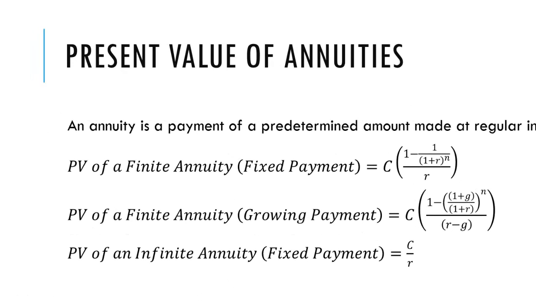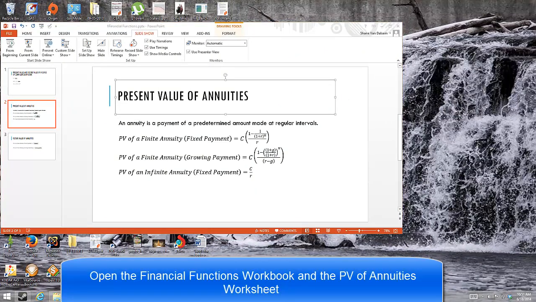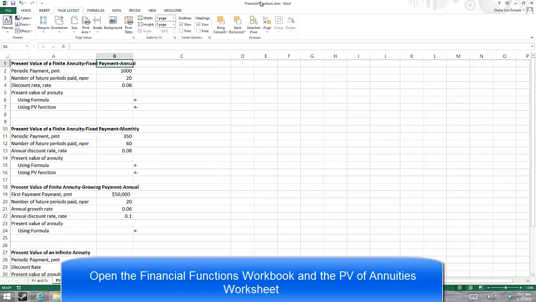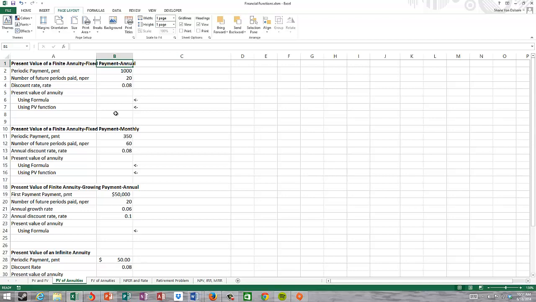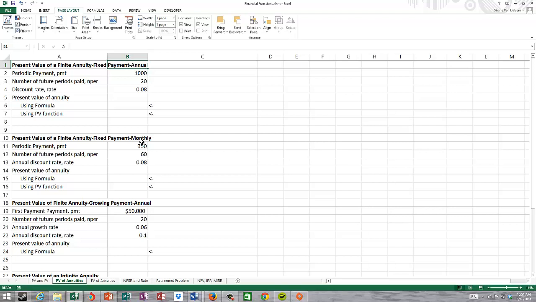So now I'm going to switch over to the spreadsheet that we'll be using. This is the financial functions spreadsheet. And we're going to look at each of the problems that we've just talked about. We're going to look at both annual payments, and then also for the fixed payment, we're going to look at a monthly payment. This is a very common type of annuity. Think of your home loan, think of your car loan, any kind of payments you're going to make on a monthly basis would be a monthly fixed annuity.